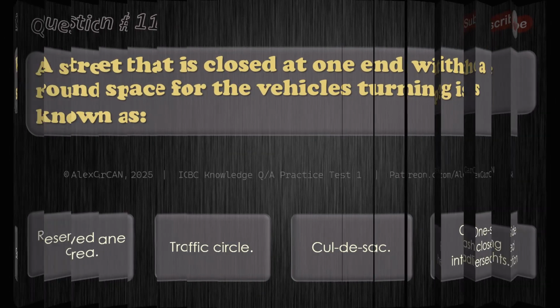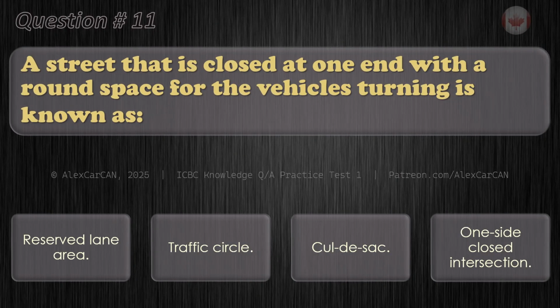Question number 11. A street that is closed at one end with a round space for the vehicles turning is known as reserved lane area, traffic circle, cul-de-sac, one-side closed intersection. The correct answer is cul-de-sac.